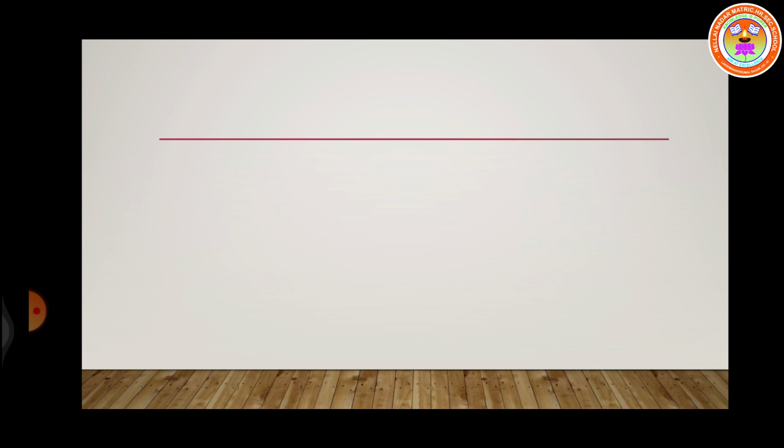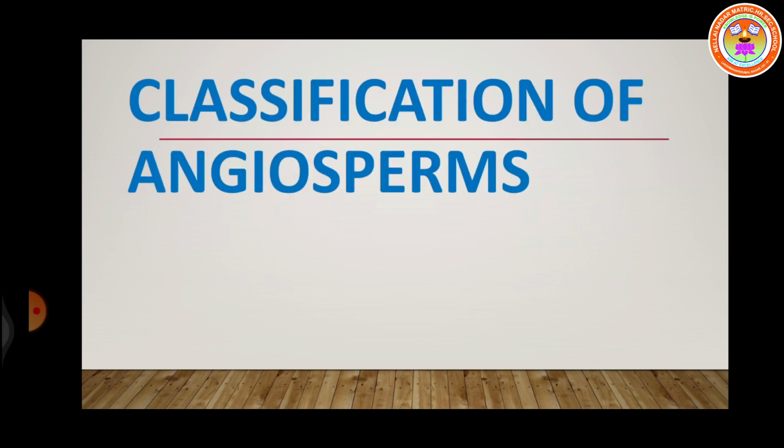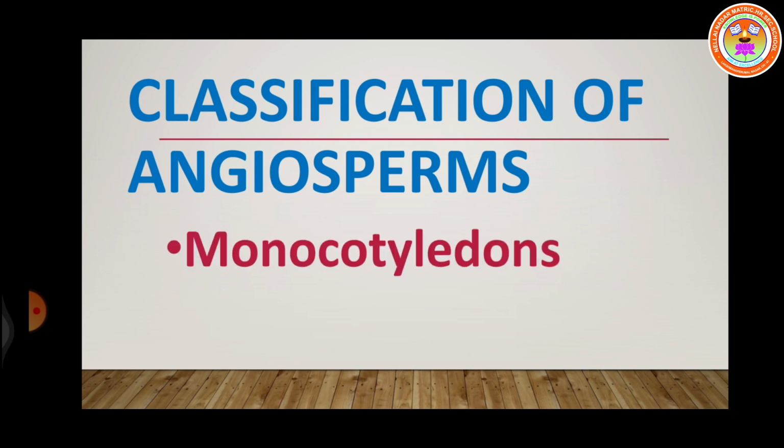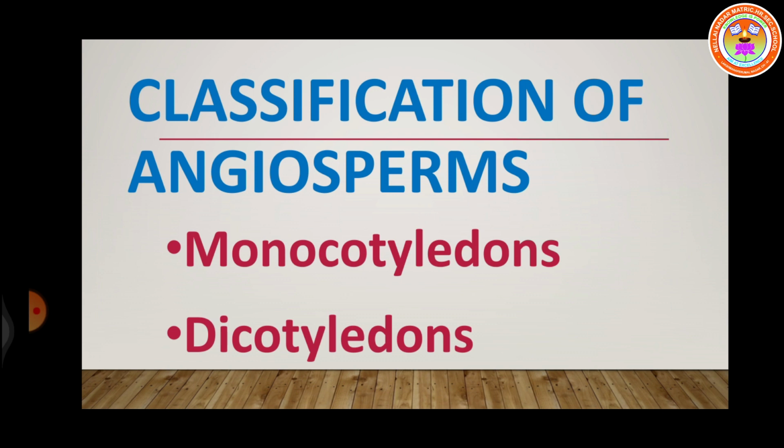Now, the classification of angiosperms. Angiosperms are divided into 2 classes. They are monocotyledons and dicotyledons. There are 2 groups of angiosperms, monocotyledons and dicotyledons. Now let us see the characteristic features of monocotyledons and dicotyledons.